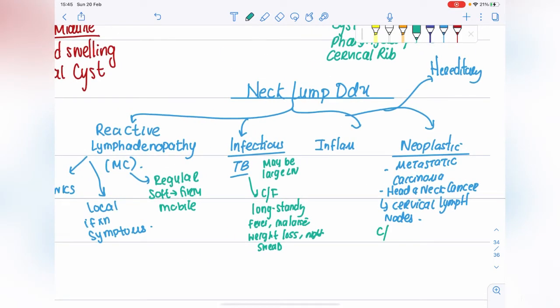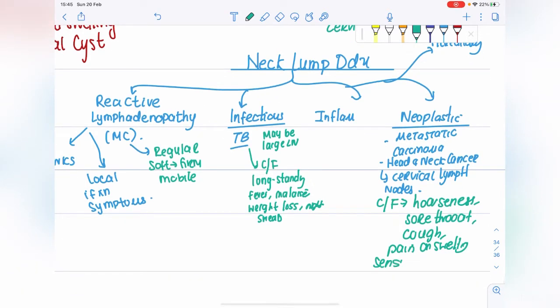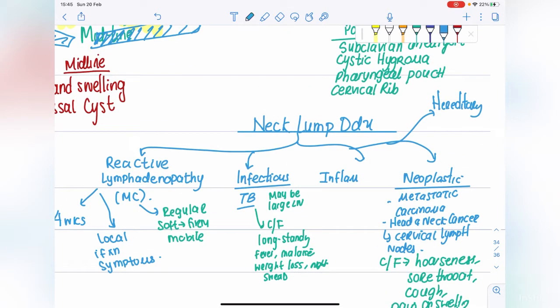The clinical features might be persistent hoarseness in the voice. Remember, these are your alarm symptoms because it's cancer, it's metastasis. Persistent hoarseness, sore throat, pain on swallowing, cough, or the patient might say that they have a sensation like they have a lump in their throat. These are all suggestive of metastatic, infiltrative head and neck cancers.